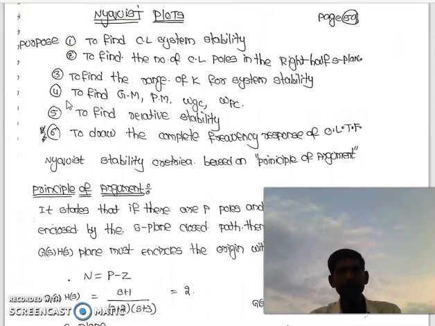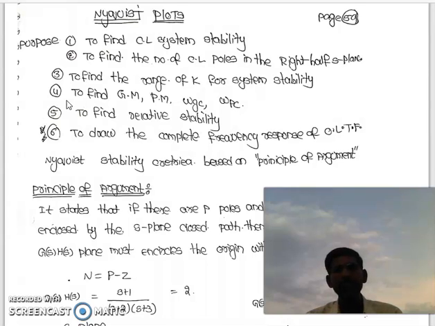Dear students, today we are going to discuss the Nyquist plot. The main purpose of the Nyquist plot is to find the closed loop system stability and to find the number of closed loop poles lying on the right half of the S-plane, to find the range of K for system stability, to find the gain margin, phase margin, gain crossover frequency, phase crossover frequency, to find the relative stability, and to draw the complete frequency response of the open loop transfer function.